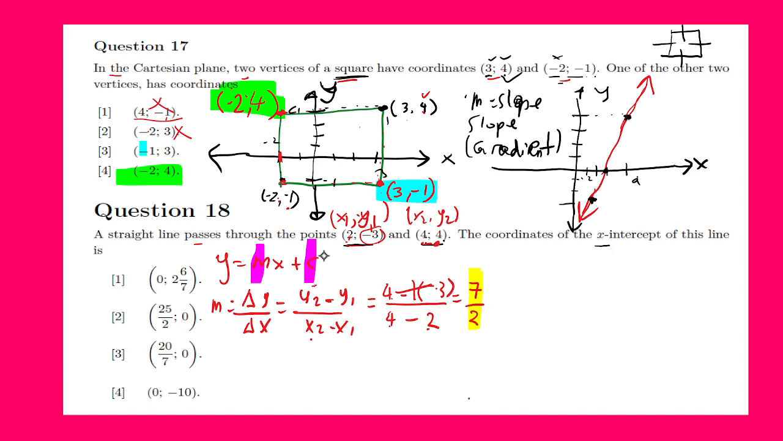So what we do then is substitute in the original question. Let's call it question number 1. Question number 1 becomes y equals m, which we now know is 7 over 2, x plus c. Let's call this the second equation. So now we need to get the value of c.